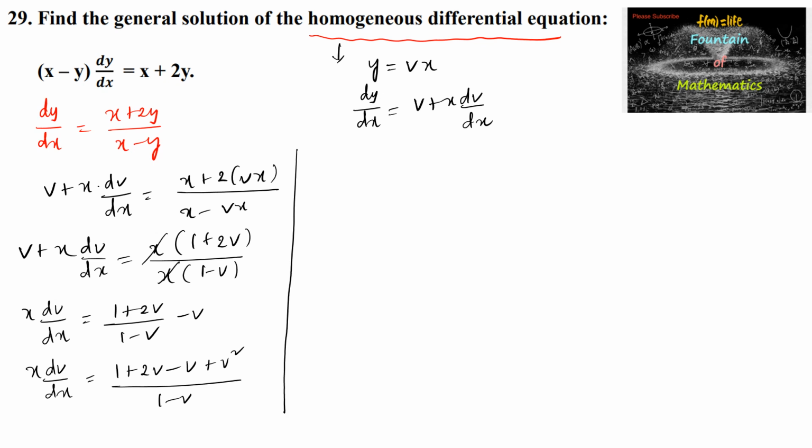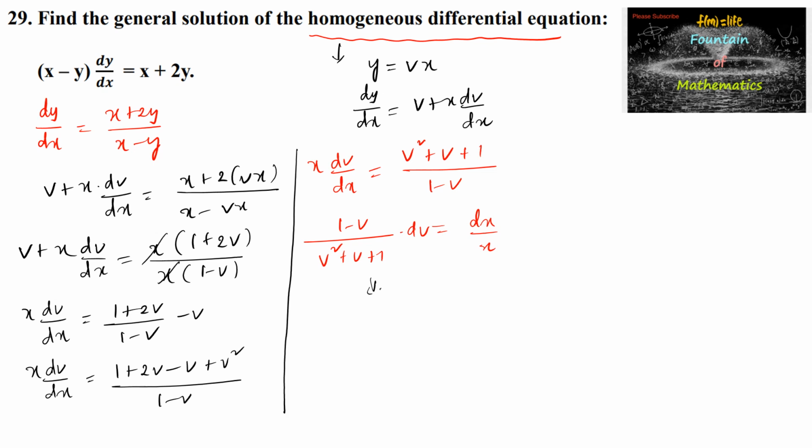Or here we can write x into dv by dx is equal to v square plus v plus 1 upon 1 minus v, or we can write 1 minus v upon v square plus v plus 1 into dv is equal to dx upon x. Now integrating on both the sides, we'll get the integral of 1 minus v upon v square plus v plus 1 into dv is equal to the integration of dx upon x. So let us find the integral on the left side separately.